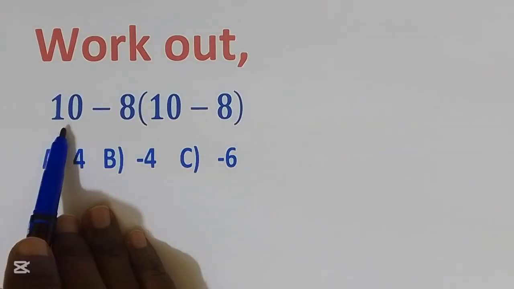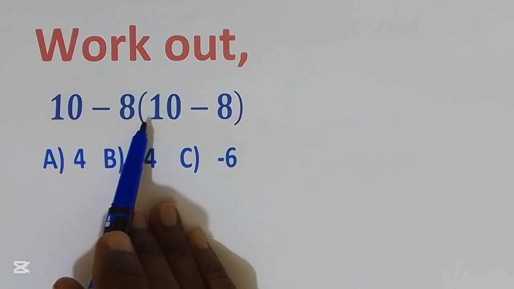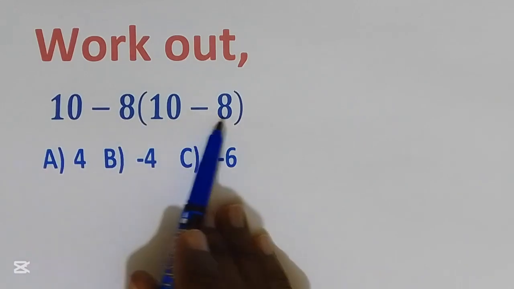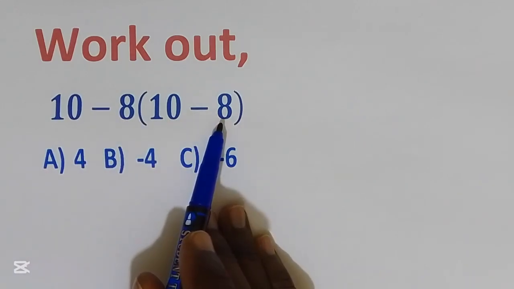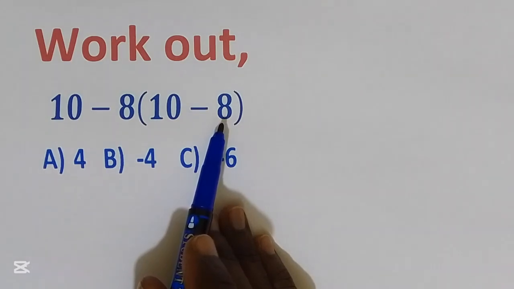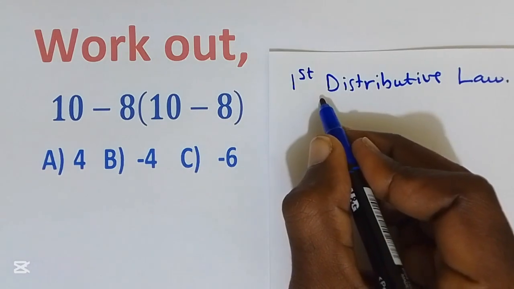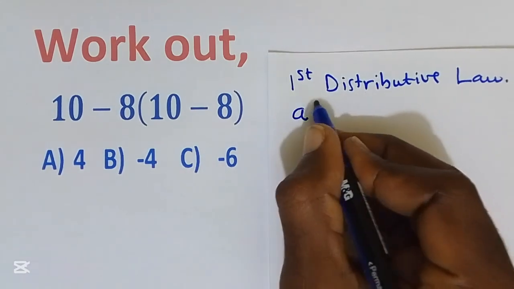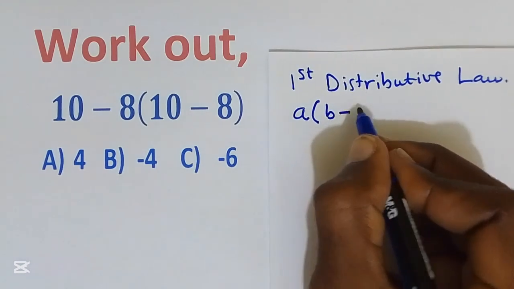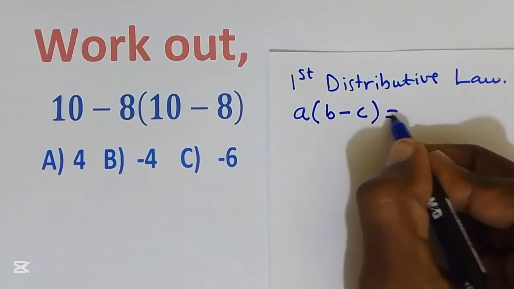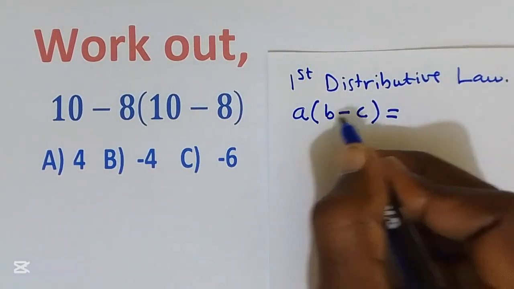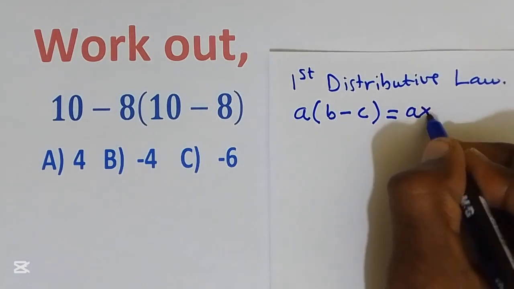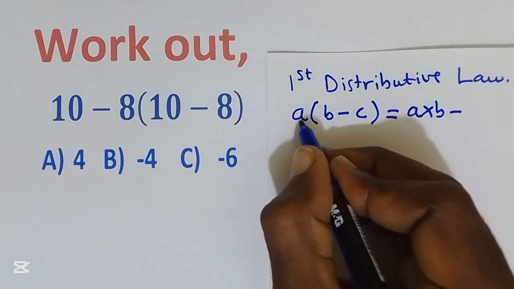We have 10 minus 8 in the bracket, 10 minus 8. I am going to solve this question using distributive law, and then I'm going to use the concept of PEMDAS. Let's see. First, I'm going to use distributive law, which says that if I have A in the bracket B minus C, this is equal to A multiplied by B, that is going to be A minus A multiplied by C.